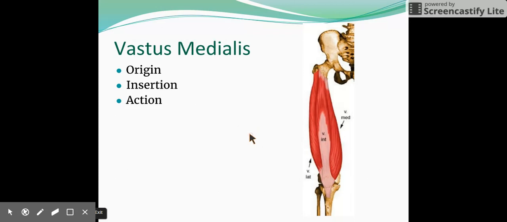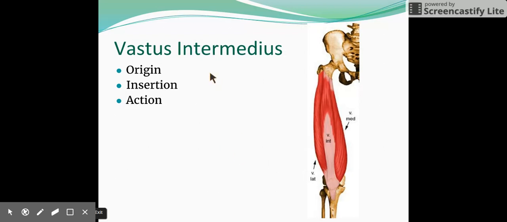Next, we have vastus medialis. It gets its name because it's on the medial side of the leg. Its origin, again, is the femur, and its insertion point is here at the patella. And then, again, it extends the knee because it's part of a muscle group.